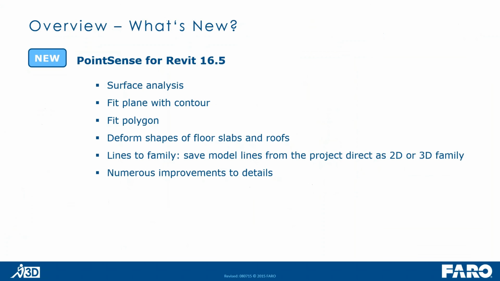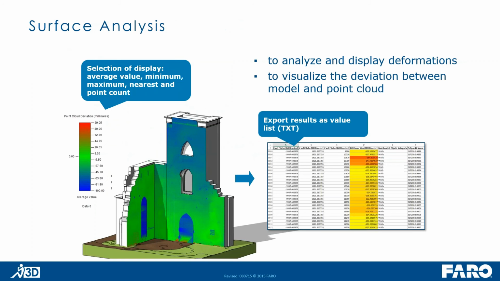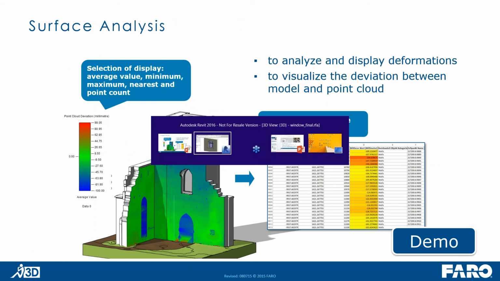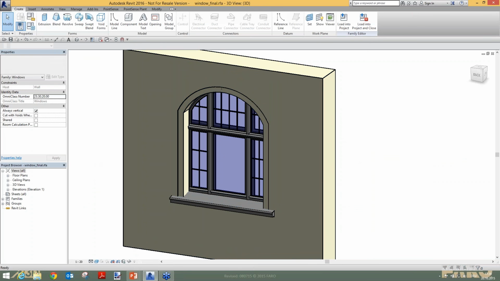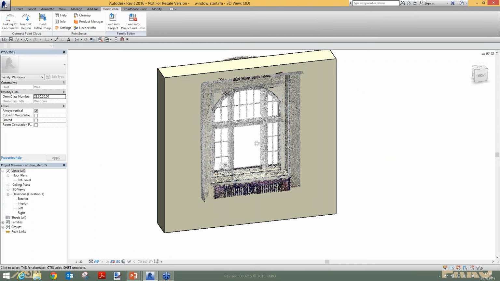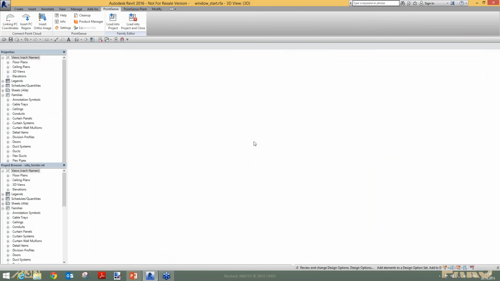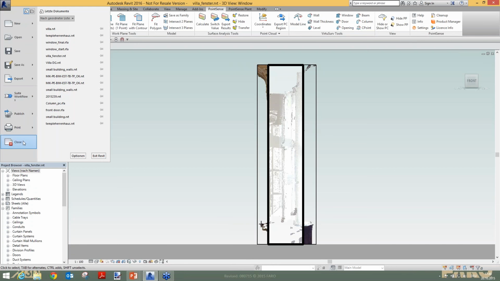Okay. So let's have a look at the newer features from version 60.5. This is a new key feature of the product. Now we are able to analyze the deviation of the model surface to the point cloud, and to colorize the surfaces. And I want to show you this also in the software. So let me close this file. And this one.